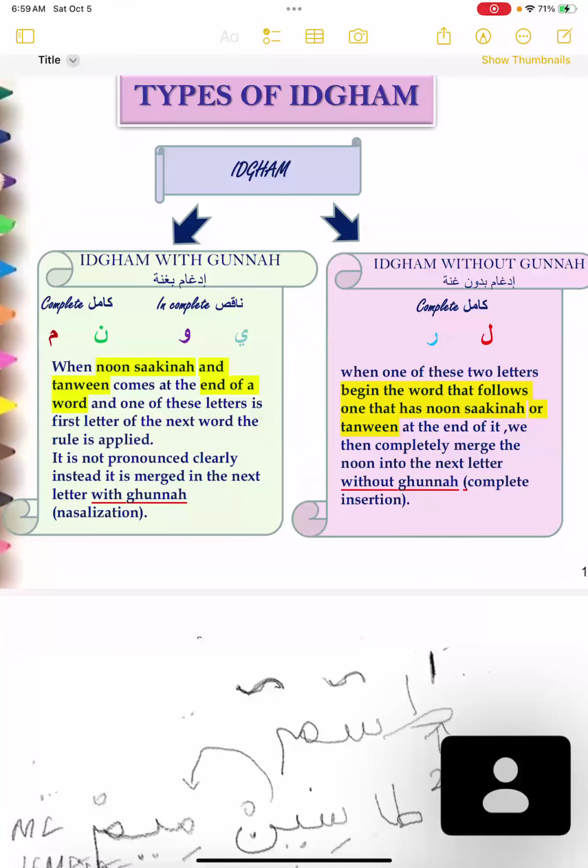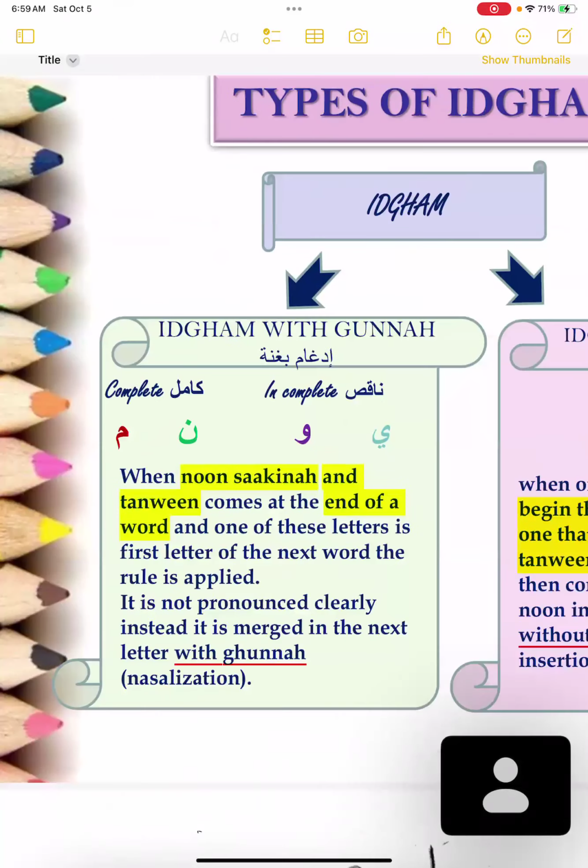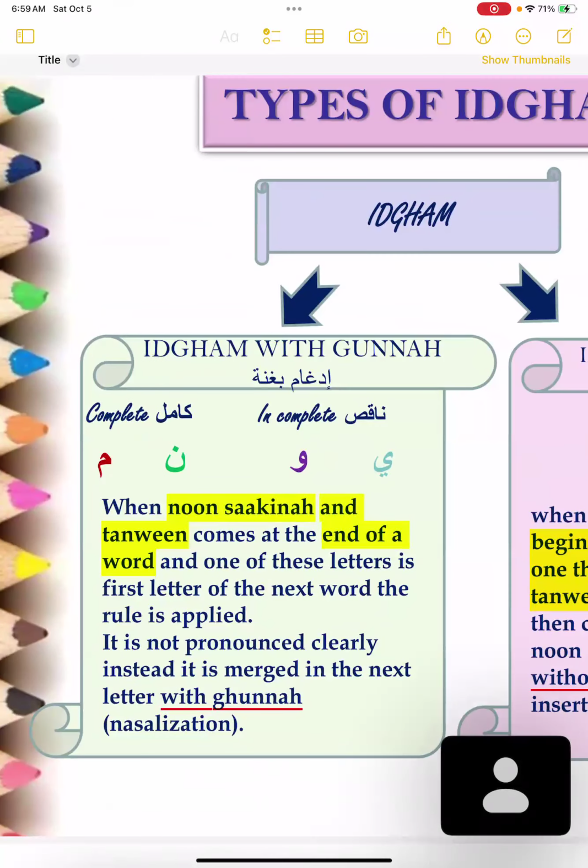There are two types of Idgham. As we said, Idgham with Ghunna and Idgham without Ghunna. Let's look at Idgham with Ghunna. Idgham with Ghunna is Noon Sakin or Tanween followed by the letters Yanmu. This is one way you can remember it. Yanmu: Ya, Noon, Mim, Waw. Even in Yanmu, you have two groups: one where there is complete, Kamil Idgham, and then one where there is Naqis Idgham.